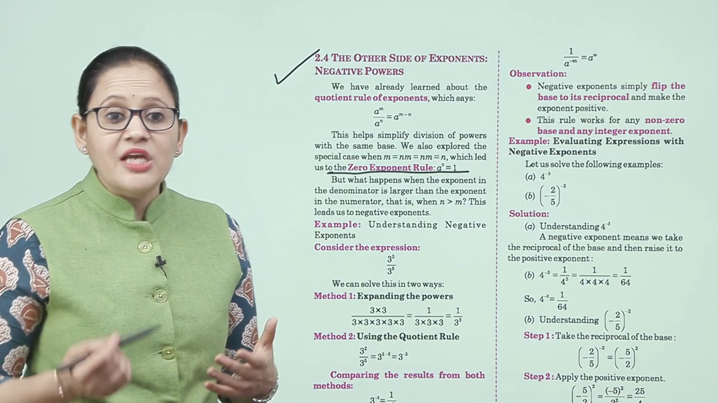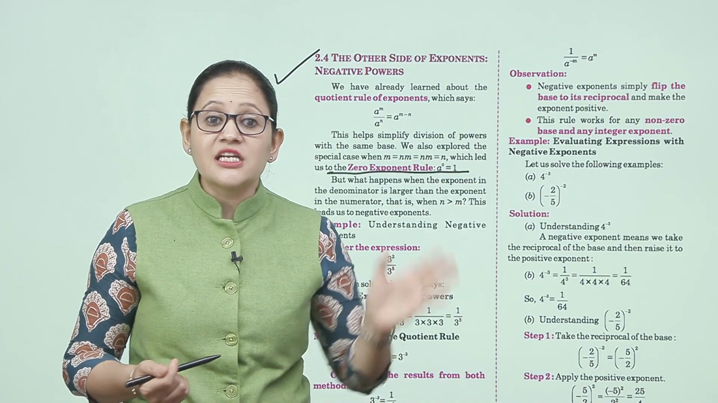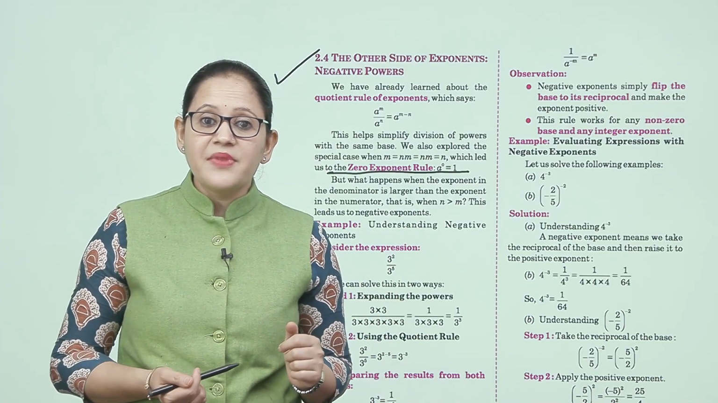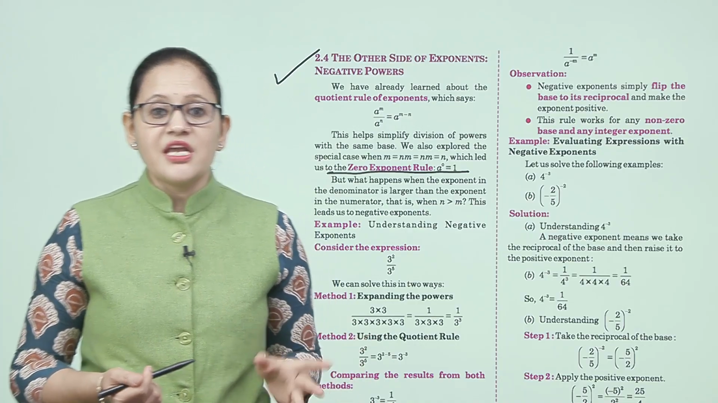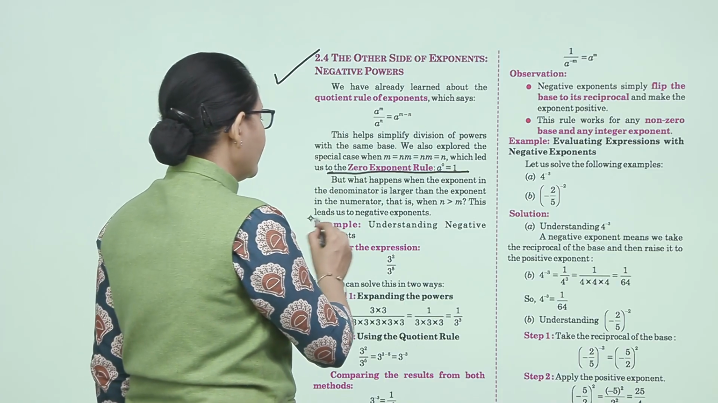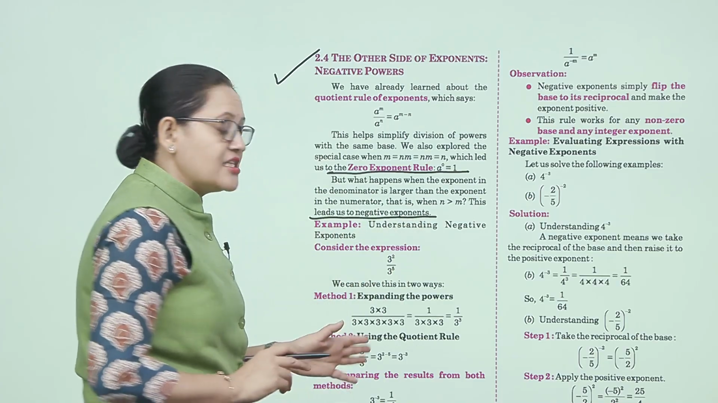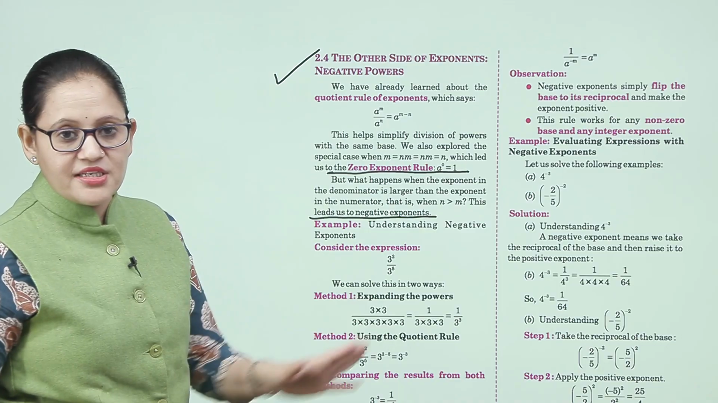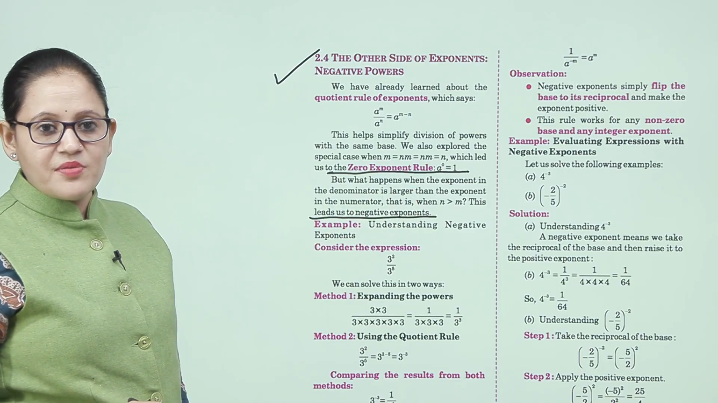But what happens when the exponent in the denominator is larger than the exponent in the numerator, that is, when n is greater than m? This leads to a negative exponent. When the exponent in the denominator is greater than the exponent in the numerator, in that case the exponent will be negative.